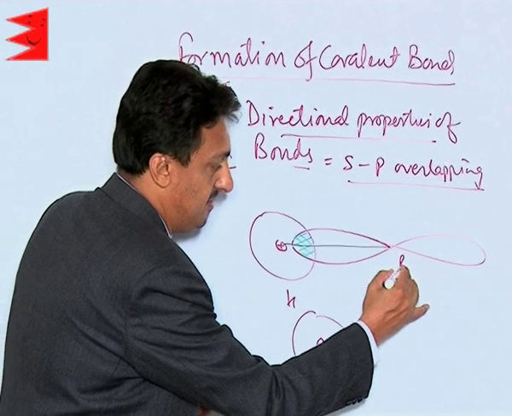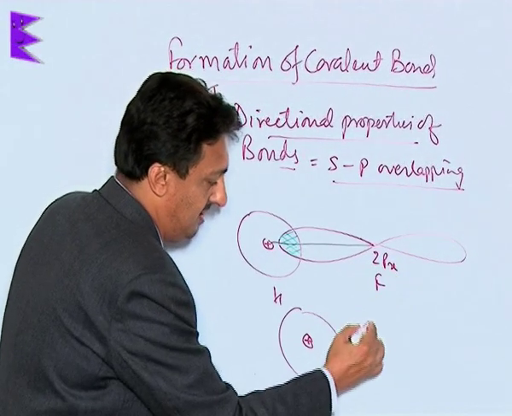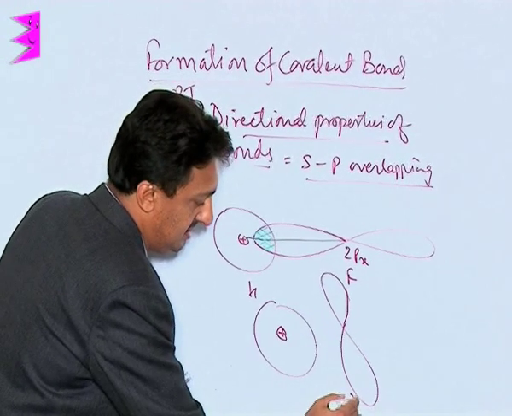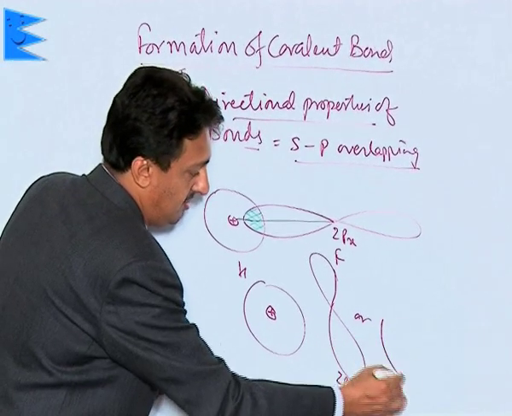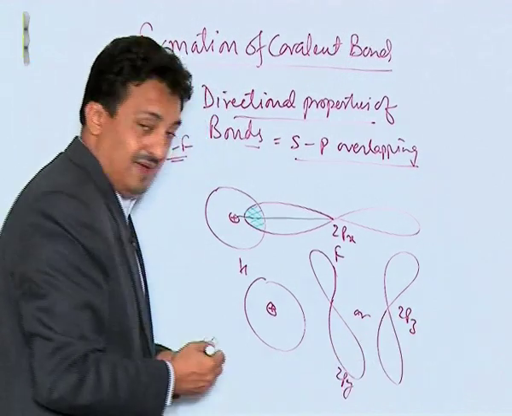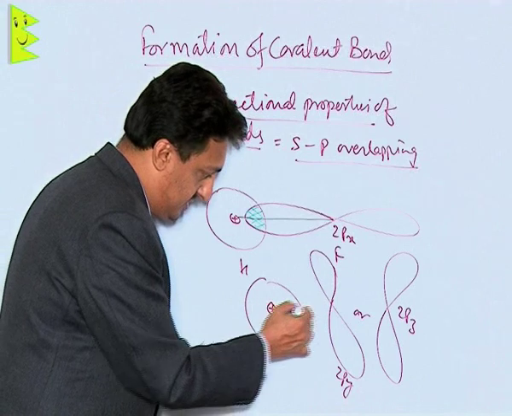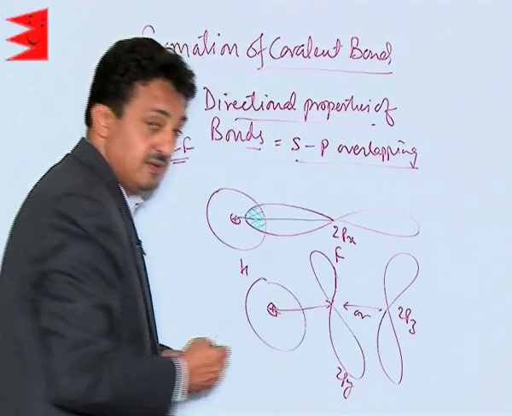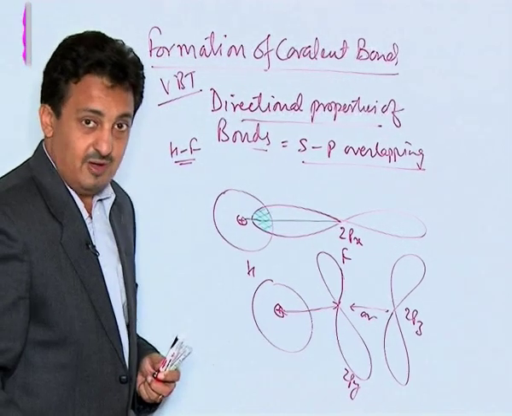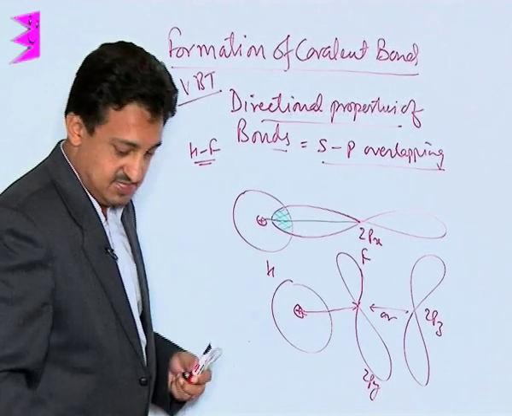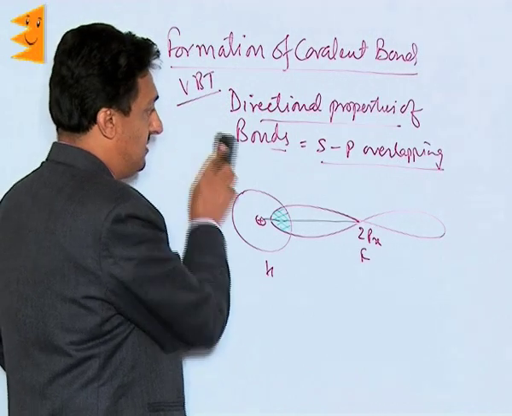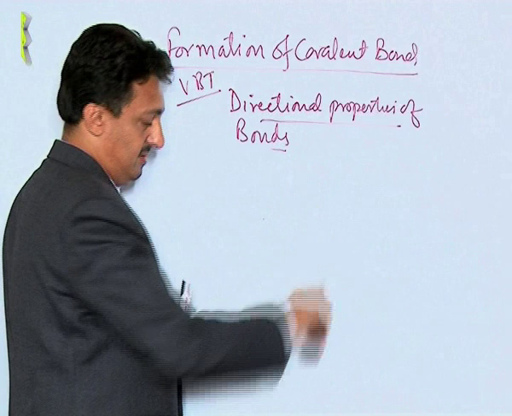In a very similar way, if there is an overlapping of this s with, of course, the 2px orbital, if it is between your 2py or it is along your 2pz orbital, then what we notice is this overlapping will not be good, or this overlapping will not be taking place at all. So this is the directional nature of the bonds, that the orbitals must have the same directions of overlapping.